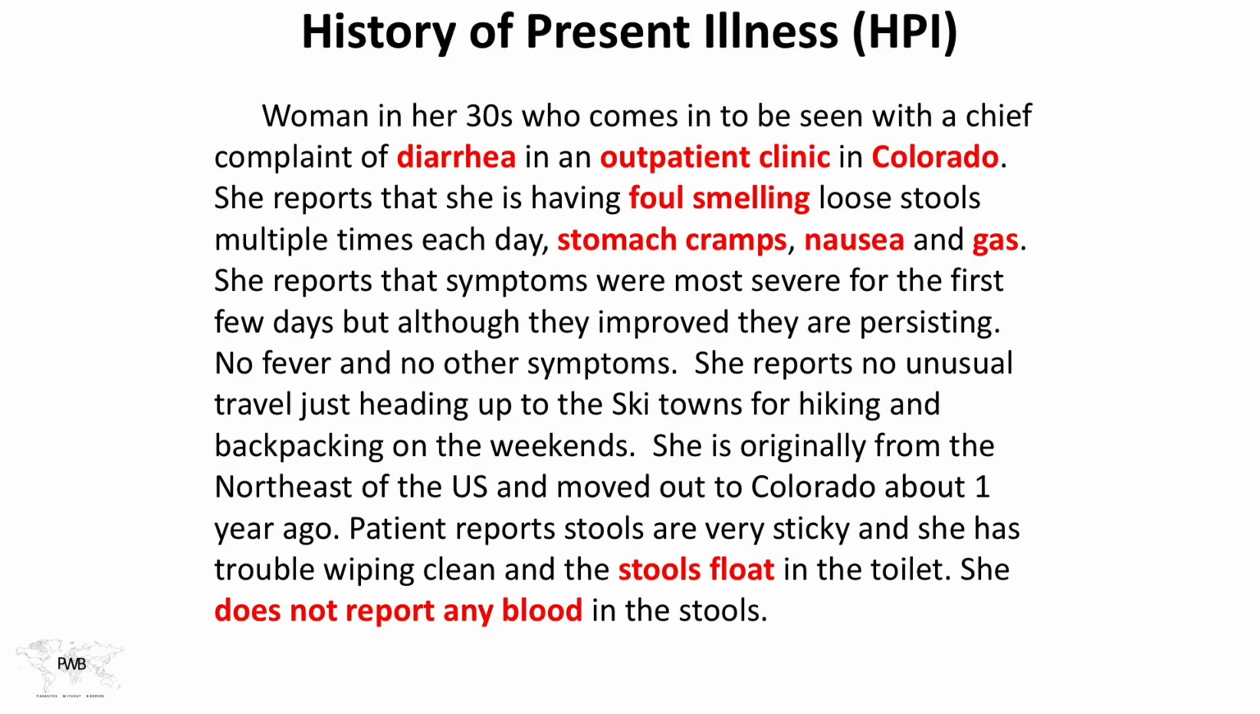Now, I want to point out a few features about this case that might help us start thinking about the diagnosis. Diarrhea is her chief complaint. She's well enough that she's being seen in an outpatient clinic, not in the hospital. She's in Colorado. Starting to think about things that are present in Colorado. Foul smelling, stomach cramps, nausea, gas. And then the stools are described as floating, and she doesn't report any blood.